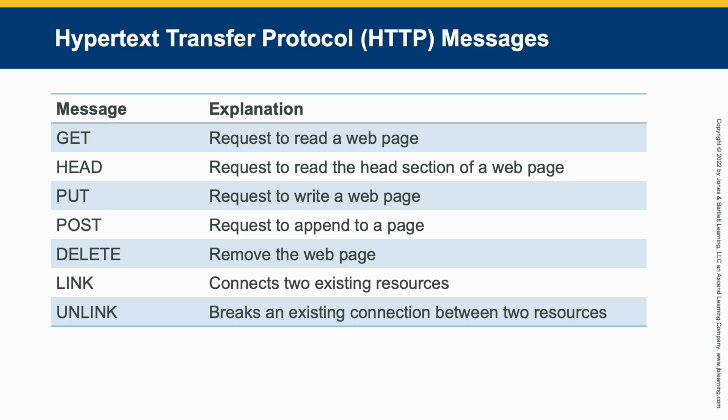Hypertext Transfer Protocol, HTTP messages. A message can be GET, HEAD, PUT, POST, DELETE, LINK, UNLINK. GET is a request to read a web page, HEAD is a request to read the head section of the web page, PUT is a request to write a web page, POST is a request to append to the page, DELETE is to remove the web page, LINK connects to existing resources, and UNLINK is to break an existing connection between two resources.